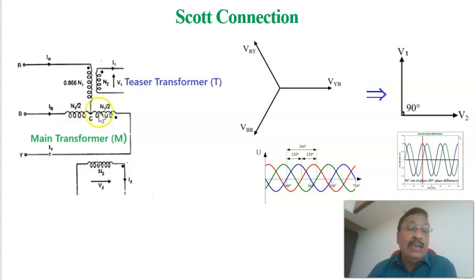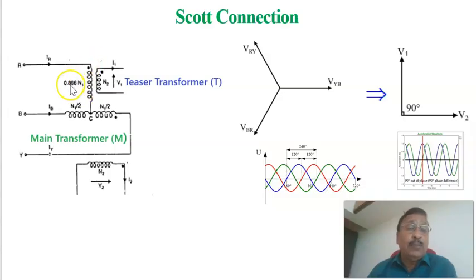And this is the main transformer primary, and the total number of turns of the primary is N1, so here N1 by 2 and here N1 by 2. This is the center point of the main transformer, to which the primary of the teaser transformer is connected. The number of turns of this one is equal to 0.866 times the number of turns of the primary. Then only we will be getting a balanced 3-phase power at the input side.